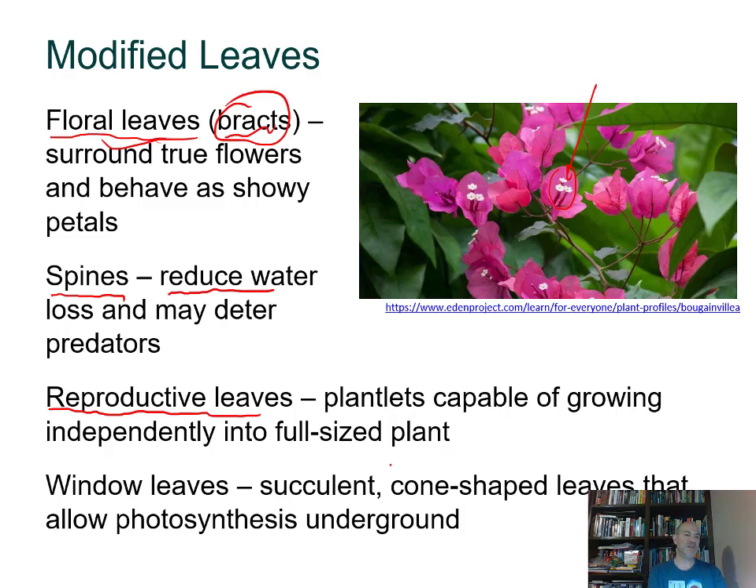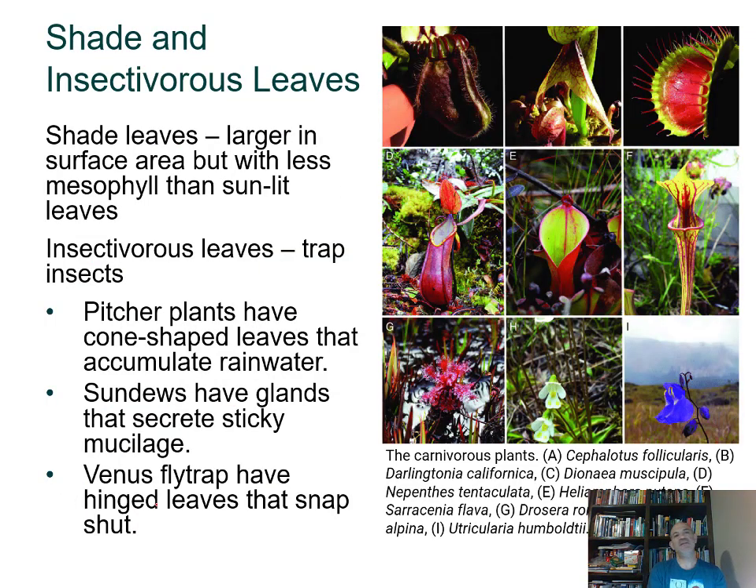There are also leaves associated with reproduction, and those leaves can grow an entire plant by asexual reproduction. And then succulents, these are going to be plants like cactus, but not usually a cactus. There are other kinds of plants that are succulent, which means they retain a lot of water in the flesh. And they have these window leaves, which provide a clear passageway for light to reach parts of the plant underground, where photosynthesis can occur. That's pretty interesting.